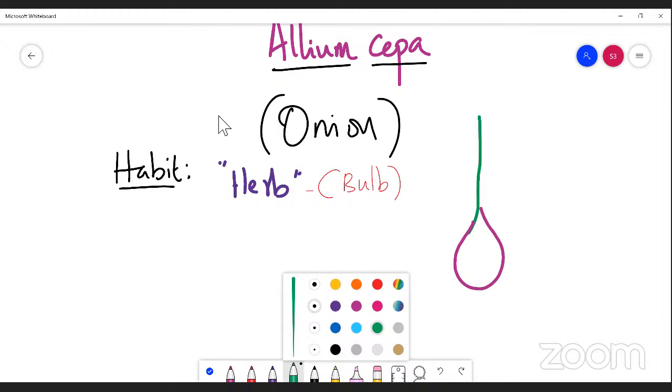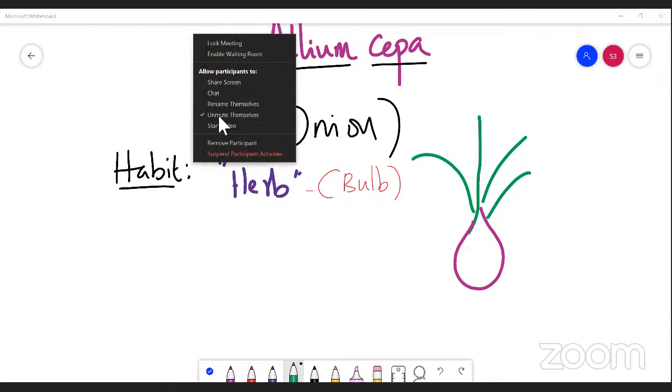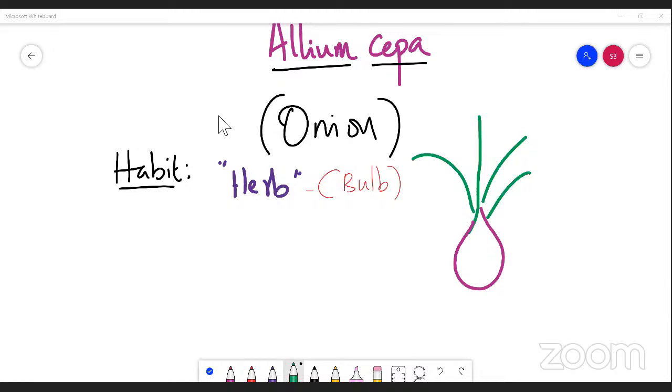a number of leaves, right? Students, kindly cooperate. Don't discuss anything. Please mute your mic, please. My dear students, kindly cooperate. While teaching, don't make any unnecessary noise. Please kindly cooperate.